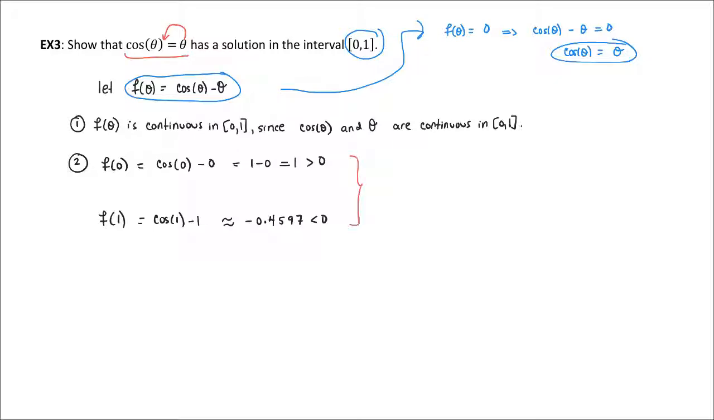So here again, I now have that negative 0.4597 is less than 0, and 0 is less than 1. So what is that telling us? This is telling us over here that f of 1 is less than 0, and 0 is less than f of 0. In other words, 0, which is like n from the previous discussion, is between f of 1 and f of 0.